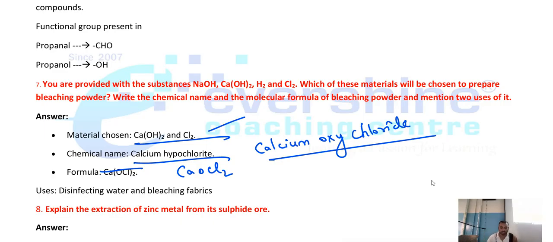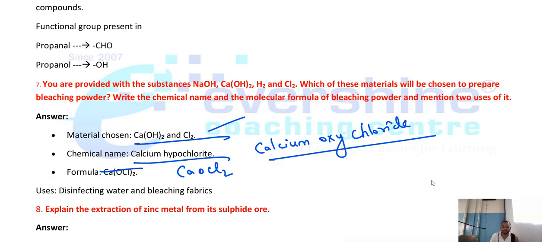Now, what are the uses of this bleaching powder? It is used in laundry and also to make drinking water free from germs. Very, very important. Where all is it used? It is used in drinking water to make it free from germs, for example in Aquaguard. Also it acts as a good oxidizing agent and it is used in many chemical industries.